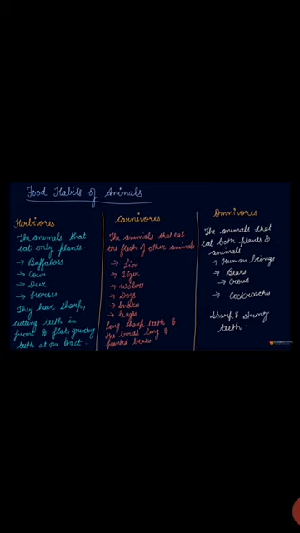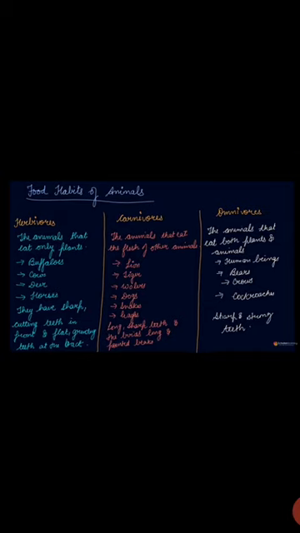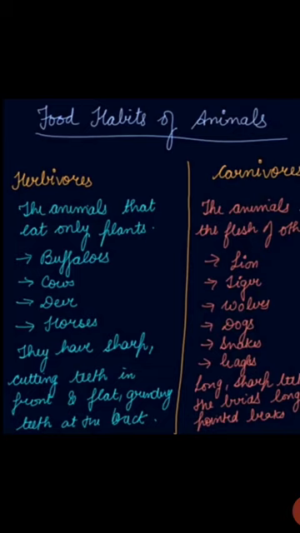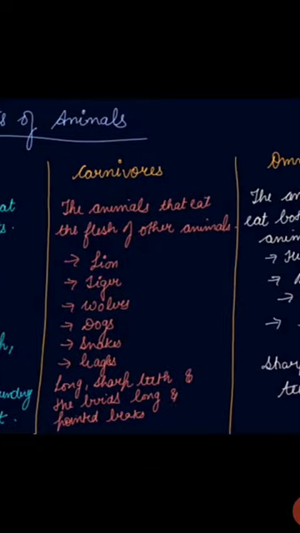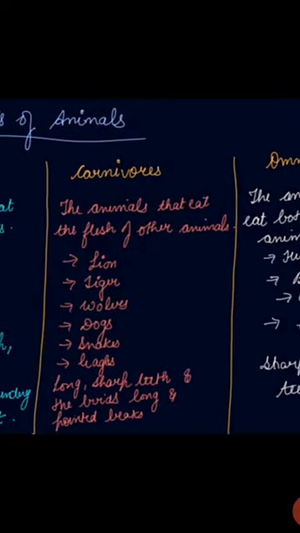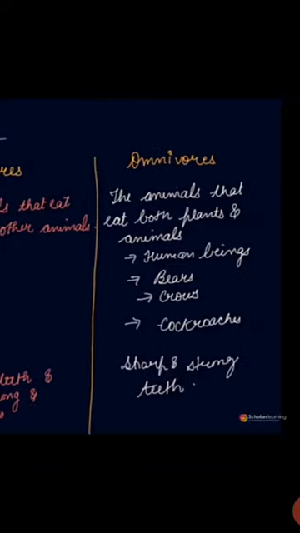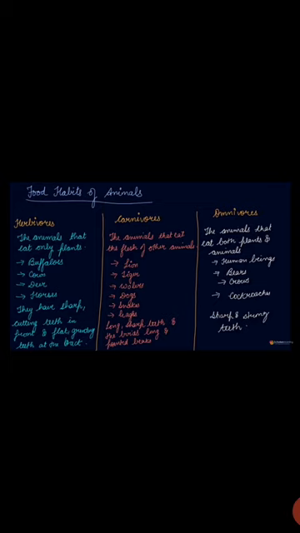Here is a tabular form differentiation between herbivore, carnivore and omnivore. You can see the examples. Herbivores, buffaloes, cow, deer, horses. Next, carnivore, lion, tiger, wolves, etc. Next, omnivore, human beings are omnivores, bears, crows, cockroaches, etc.